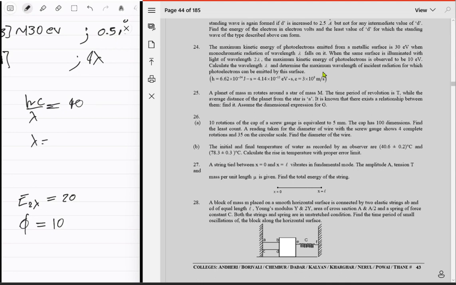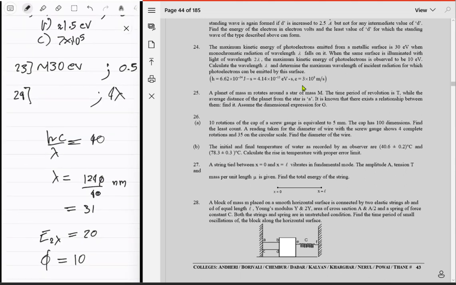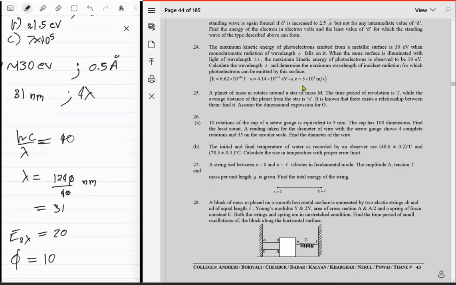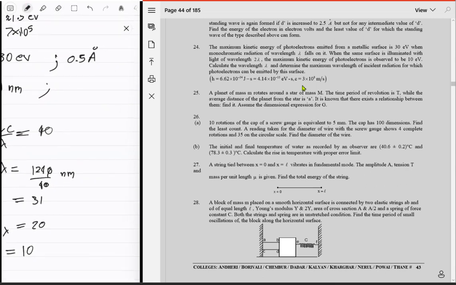ओके, सो लैम्डा कितना? जस्ट hc upon 40 इलेक्ट्रॉन वोल्ट्स में ये hc इज व्हाट? 1240 अपन एज्यूम कर रहे हैं। 1240 इलेक्ट्रॉन वोल्ट नैनोमीटर अपॉन 40 इलेक्ट्रॉन वोल्ट, so ये नैनोमीटर में आ जाएगा. This is what? Just 31 nanometers approximately. So lambda is 31 nanometers. Okay. Or 4 lambda is what? 4 times is just 124 nanometers. Right. Next question.